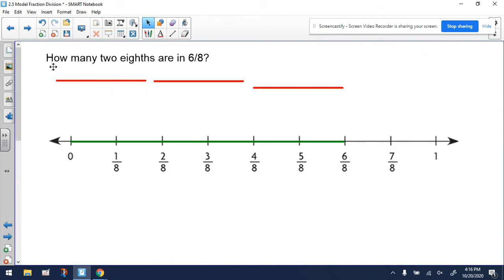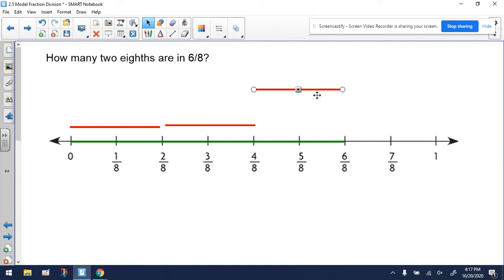So let's say we wanted to know how many 2/8 are in 6/8. On this number line, I have a green line that represents 6/8. Now this little red line happens to represent 2/8. So if I count how many of these I have, there's 1, this makes 2, and this makes 3. So the answer is 3. Let's write that down.